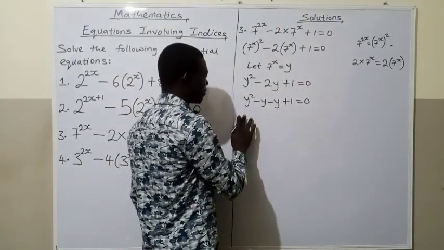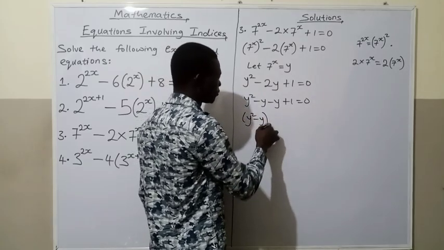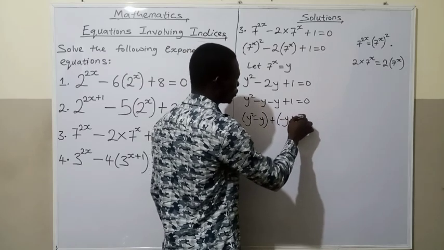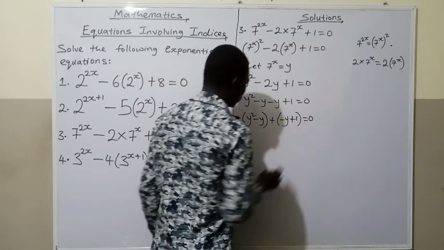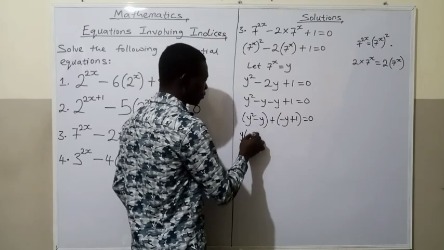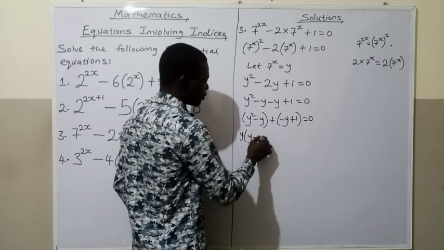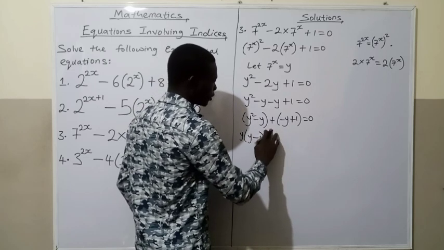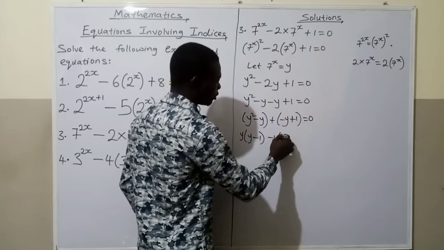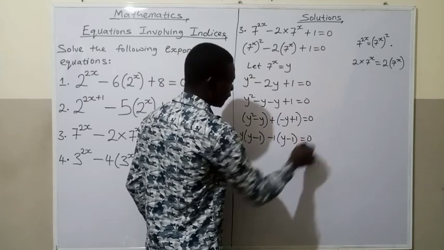So what will I be having this time around? I'll be opening my brackets to group them. y squared minus y, plus negative y plus 1 equals 0. And what is common to both? y. y squared divided by y is y. y divided by y is 1. Sorry, what is common to these two also? Negative 1. It's going to be y minus 1 when I factorize.